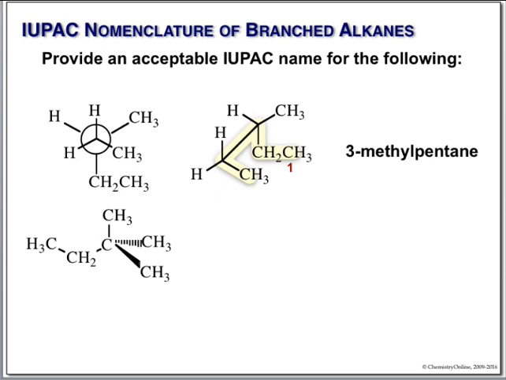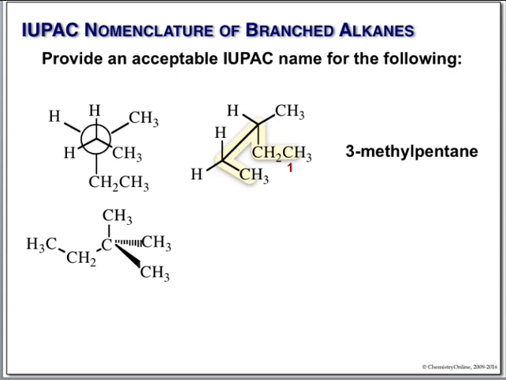Can you show me the parent chain? Here's our parent, our longest chain. 1, 2, 3, 4, 5. That's a pentane. Starting at this CH2, CH3, where do you count? Sorry, I started here. 1, 2, 3, 4, 5. Okay.